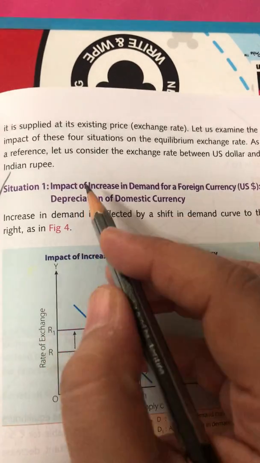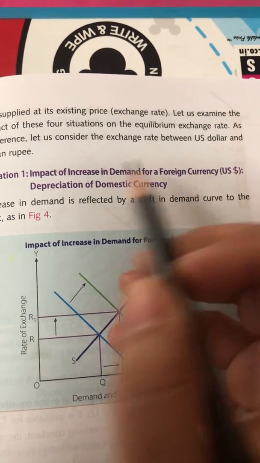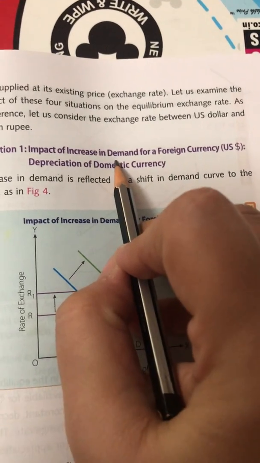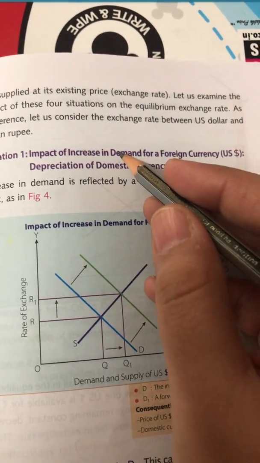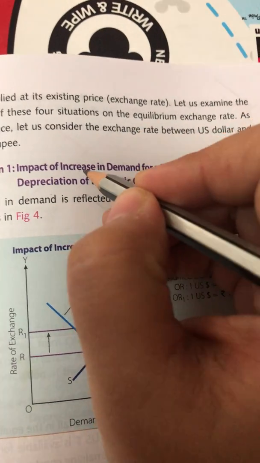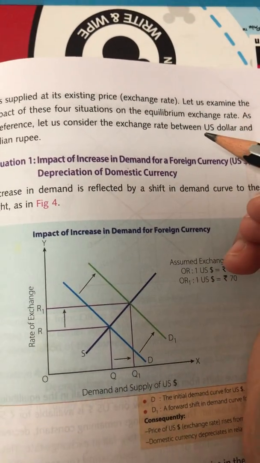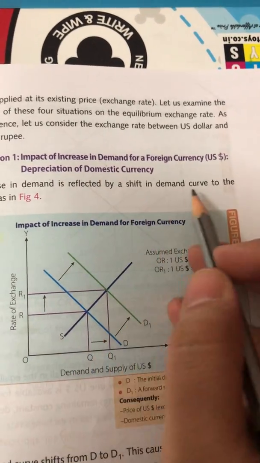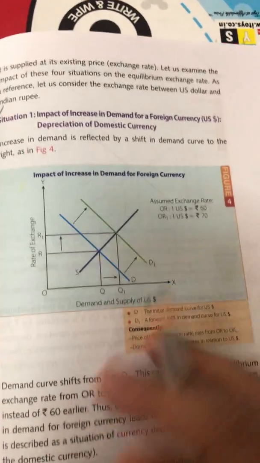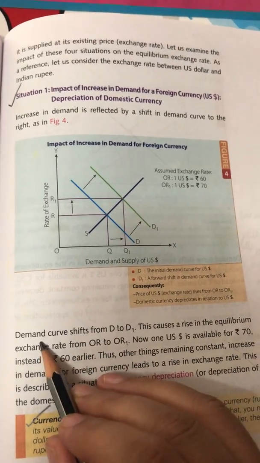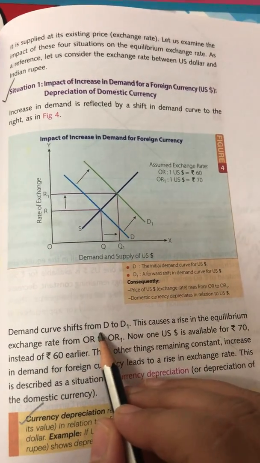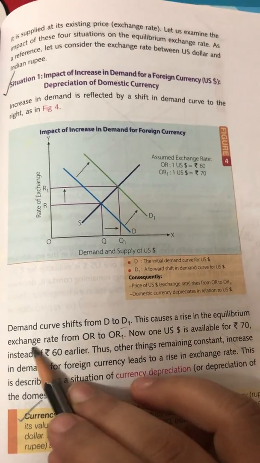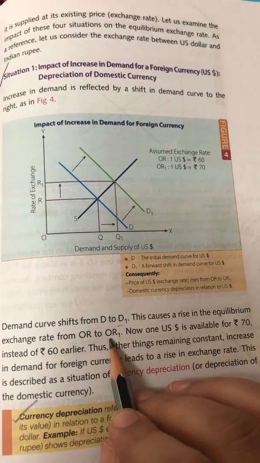Now, impact of increase in demand for foreign currency: depreciation of domestic currency. If there is increase in demand for foreign currency, naturally the price is going to go up because demand and price are related. So increase in demand is reflected by a shift in the demand curve. You can see here the demand curve shifts from D to D1. This causes a rise in the equilibrium exchange rate from OR to OR1.